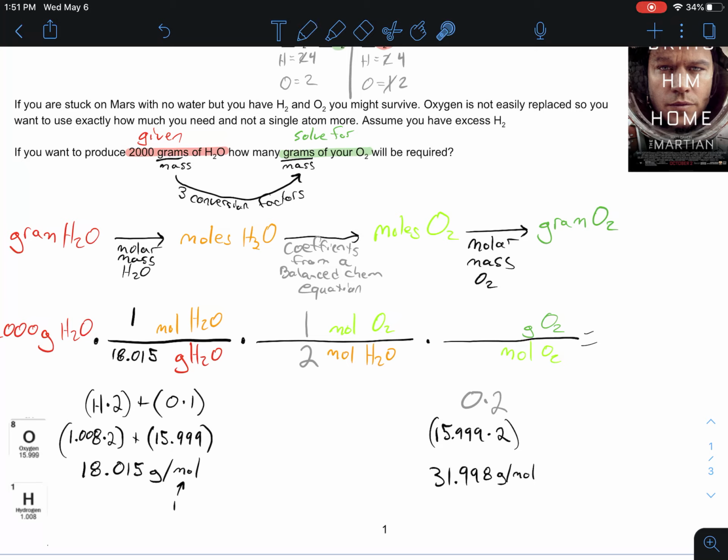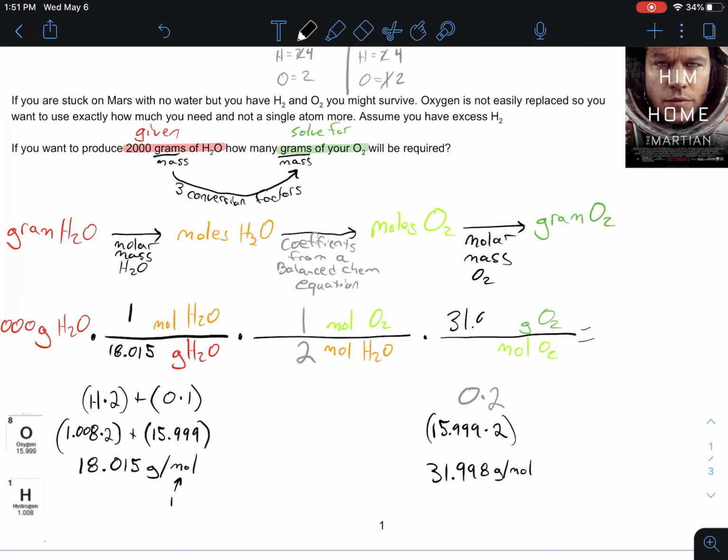Bring those numbers up. 31.998 gram. That is going to be in the top. 31.998, because that's where grams are. I see here I've already put grams O2 in the top. But I need per mole. And down here it's 31.998 gram per 1 mole. So drop a 1 in there.